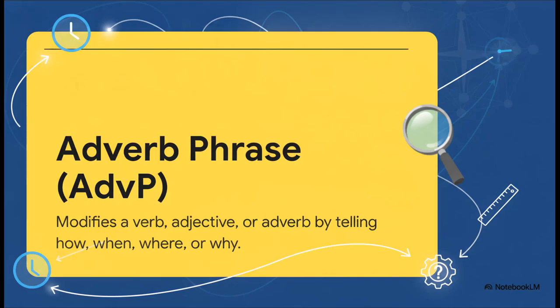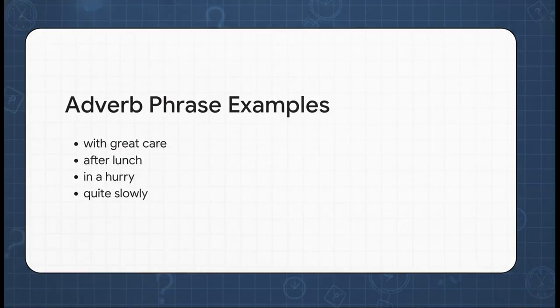Moving right along to the adverb phrase. This is your absolute go-to tool for adding crucial context to actions. It modifies a verb, an adjective, or even another adverb. It's the phrase that answers those classic reporter questions: how, when, where, why, or to what extent. Look at how rapidly these phrases answer those exact questions. How did she do it? With great care. When? After lunch. By dropping these adverb phrases into your sentences, you're adding instant depth and pacing the action exactly how you want your audience to experience it.